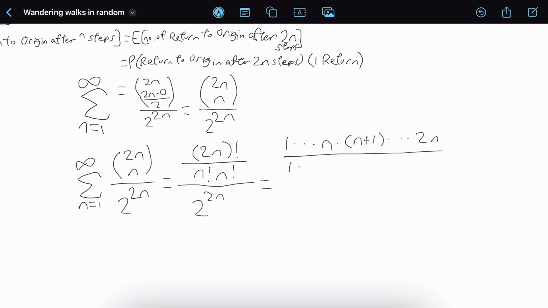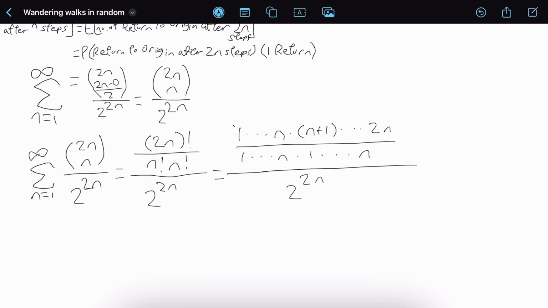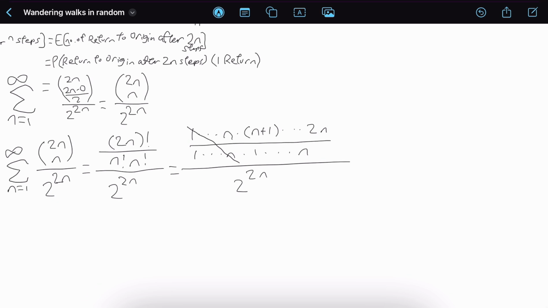which is the product of 1 to 2n divided by the product of 1 to n squared, all divided by 2 to the 2n. Then we realize that these cancel each other out. Then what we end up with is just n plus 1 to the 2n, the product, all over the product of 1 to n, all divided by 2 to the 2n.